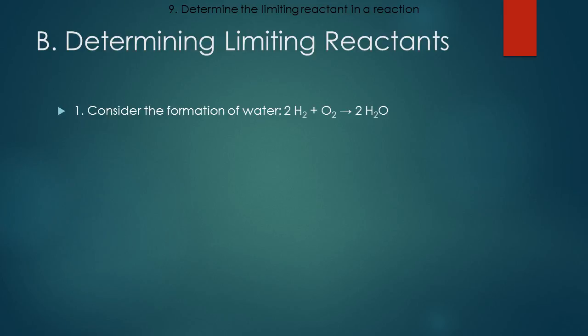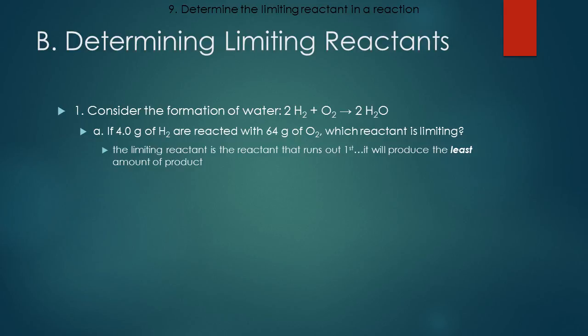Let's consider the reaction for the formation of water. We're told that we have 4 grams of hydrogen, H2, and we are reacting that with 64 grams of oxygen. And the question is, which reactant is limiting? Well, here's what we know from our analogy with the ham sandwich. We know that the limiting reactant is a reactant that runs out first. In other words, it will produce the least amount of product.